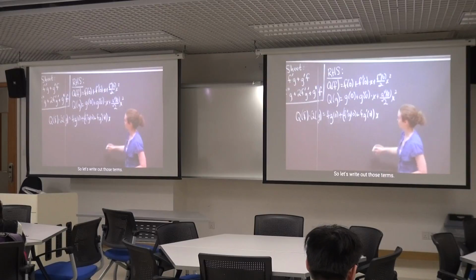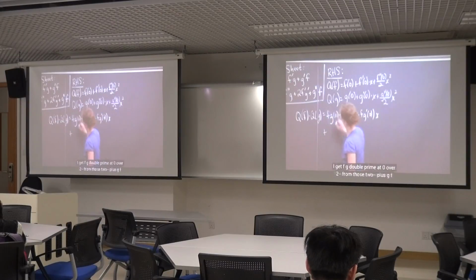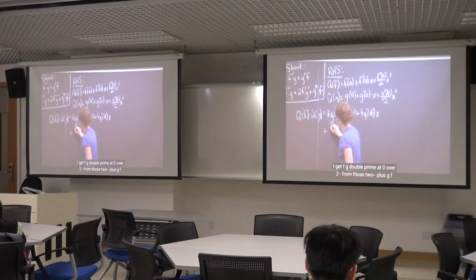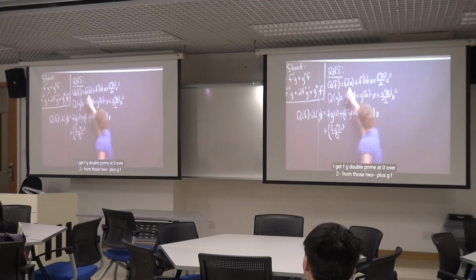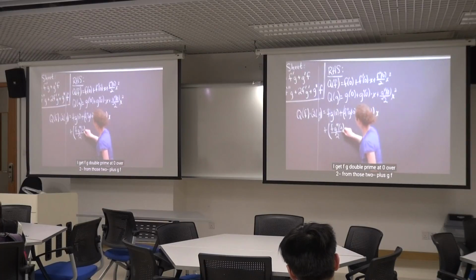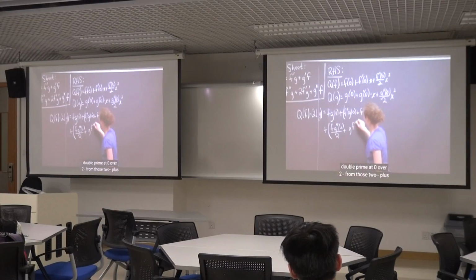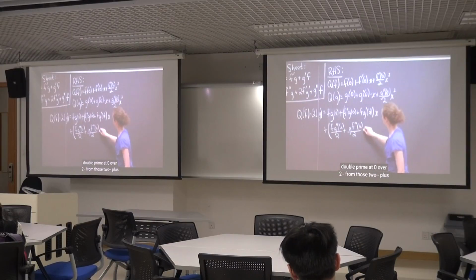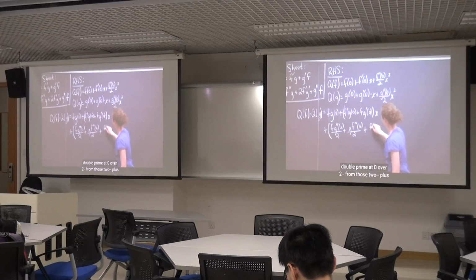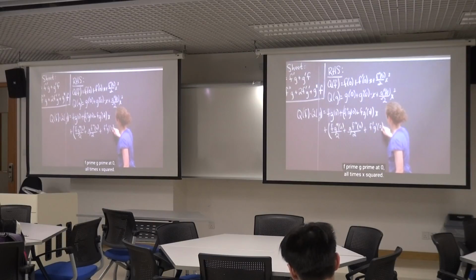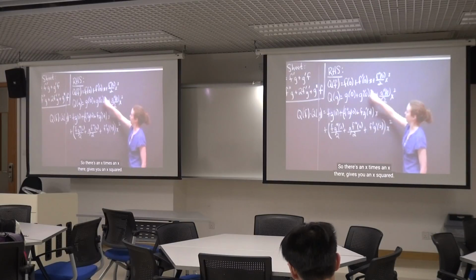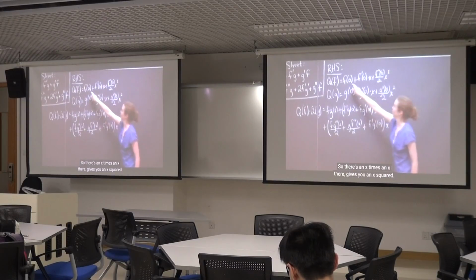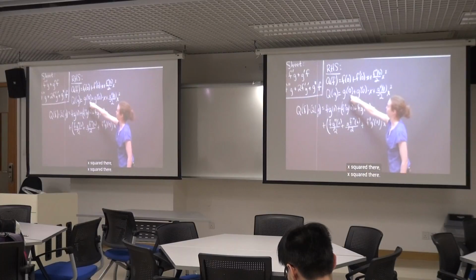So let's write out those terms. I get f g double prime at 0 over 2 from those two, plus g f double prime at 0 over 2 from those two, plus f prime g prime at 0, all times x squared. So there's an x times an x there, gives you an x squared there, x squared there.